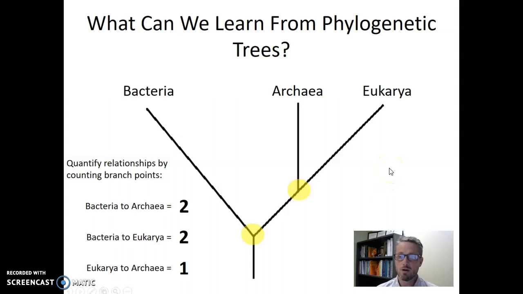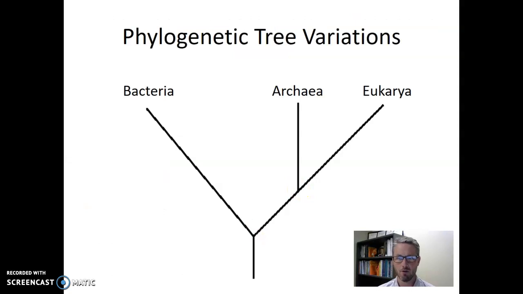So before we end, I just want to point out a couple more details about trees, things that tend to give students difficulty when they see different kinds of trees. And that's that they can look different ways. So I just want to think about some variations that we can see in phylogenetic trees.